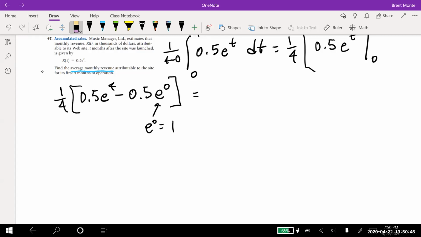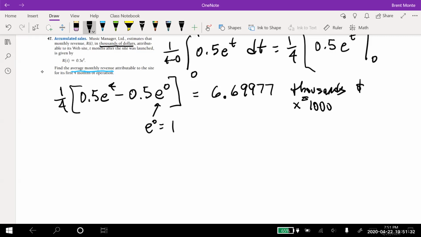I'm looking in the book, and I'm saying that's not the answer, but that problem 47 is not 47 in this book. It's actually 48. So I do have this number. On my calculator it says 6.699768, so we'll round to 6.69977. That's a decimal, but they said it's in thousands of dollars. So I have to multiply by 1,000, which moves the decimal 3 places. So now it's $6,699.77.